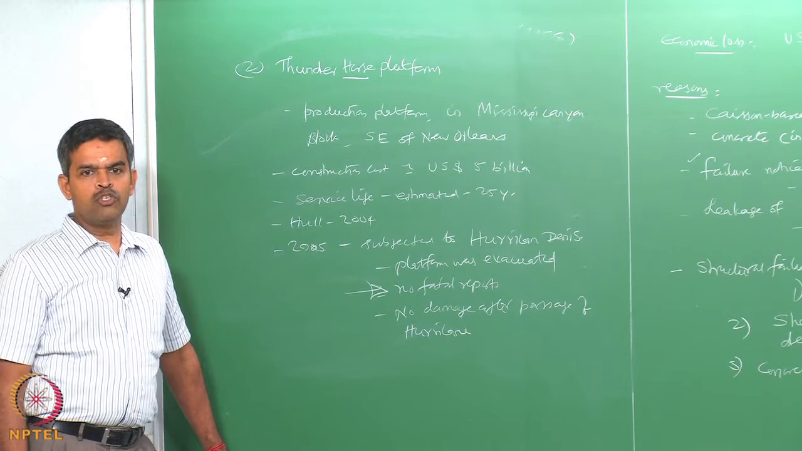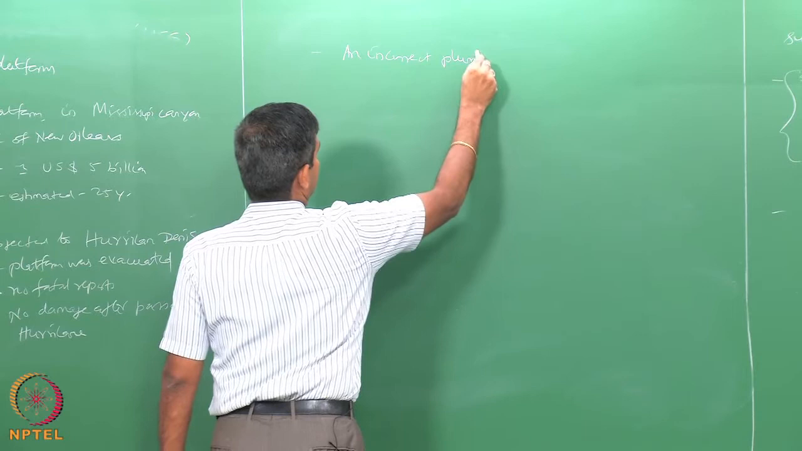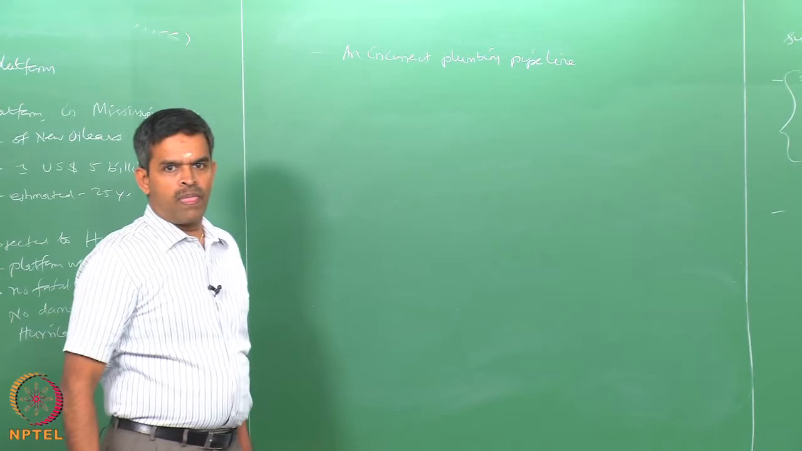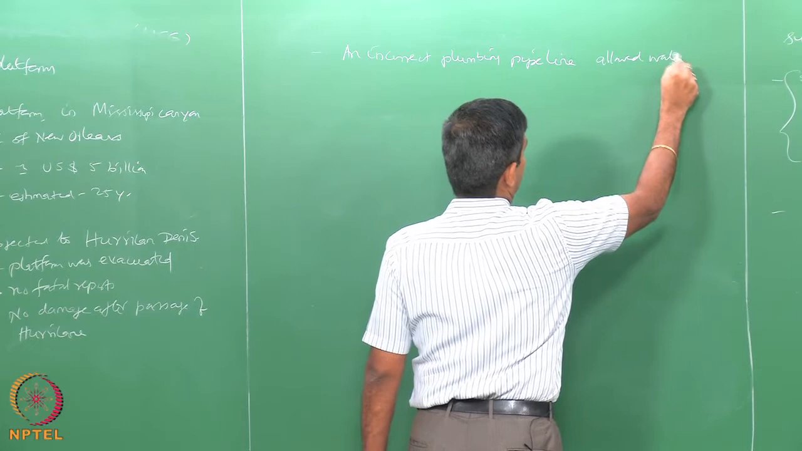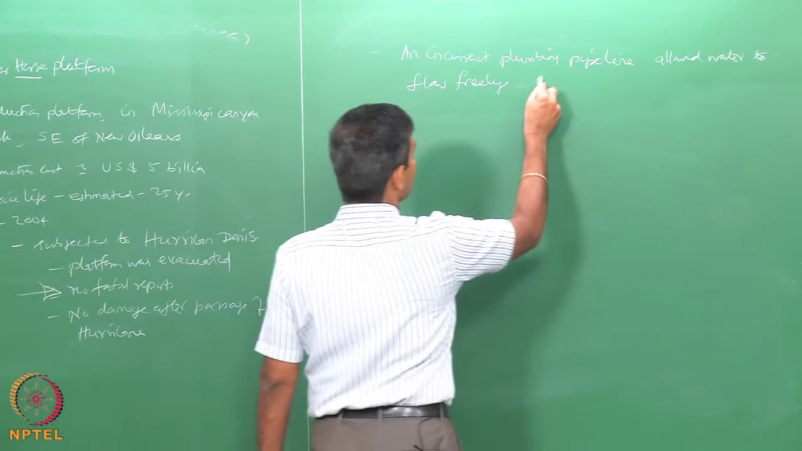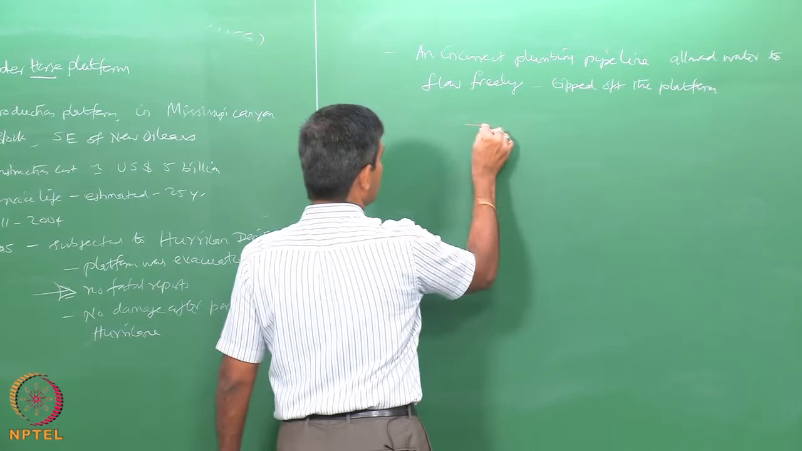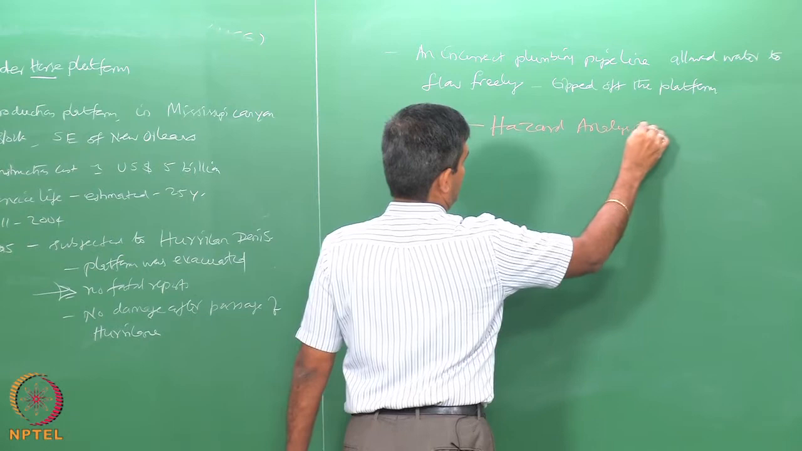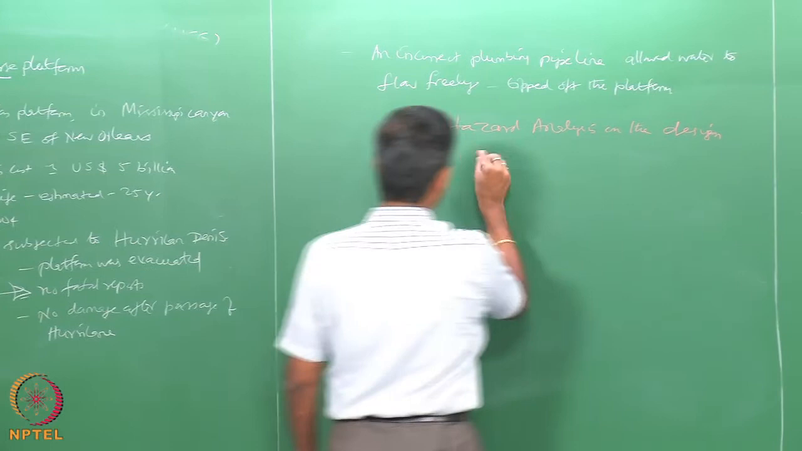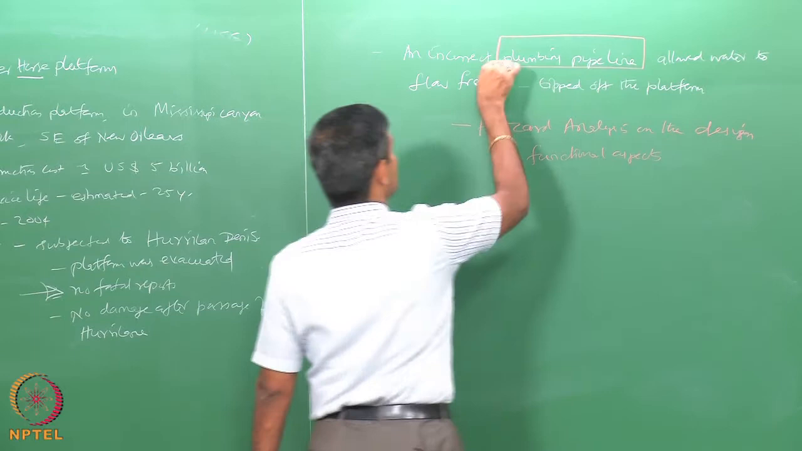Interestingly, the issue was very critical here. An incorrect plumbing line allowed water to flow freely which actually tipped up the platform. So it is very important here that hazard analysis on the design and functional aspects is important, because a minor detail such as plumbing and pipeline can also cause damage to the platform even though the platform sustained a hurricane of a very high magnitude.